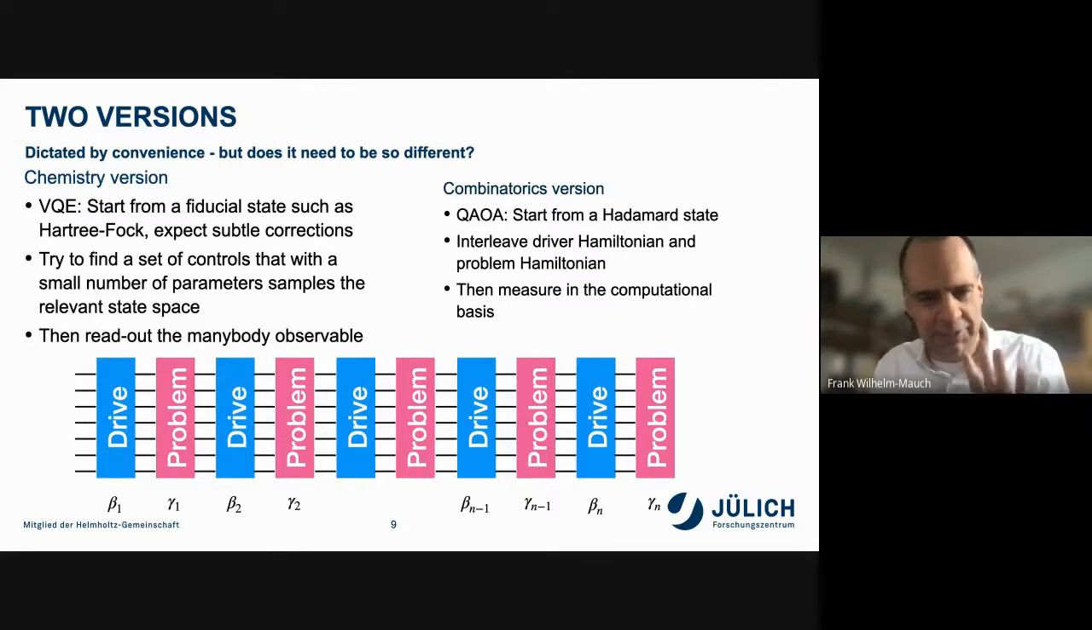In combinatorics, we have the situation that I'm sketching below, where we start from a generic input state, the Hadamard state, and then we are interleaving the driver Hamiltonian, which makes superpositions, which makes new states, with the problem Hamiltonian, the thing that we would like to solve. And that typically is good for the convergence of the QAOA algorithm, which is the variational algorithm for combinatorics. But it would be interesting to understand, at least I am really interested in understanding, what is the benefit from interleaving the driver Hamiltonian, and are there elements that we should also interleave in quantum computational chemistry?